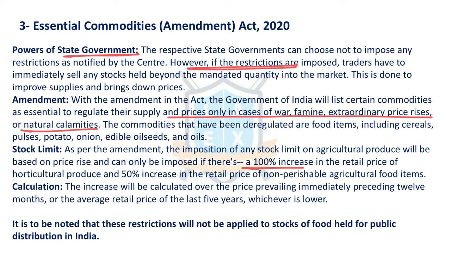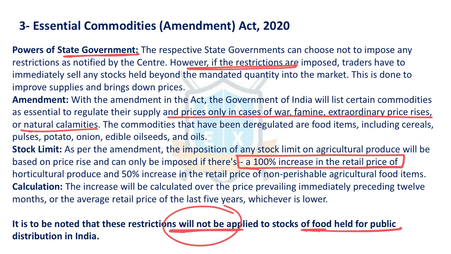Stock limits will be imposed only in case of a 100% increase in the retail price. Please remember, stock limits are not applied to the public distribution system. FCI maintains various huge stocks, but whenever stock limits are imposed under this Essential Commodities Act, these limits are not applicable to the public distribution.